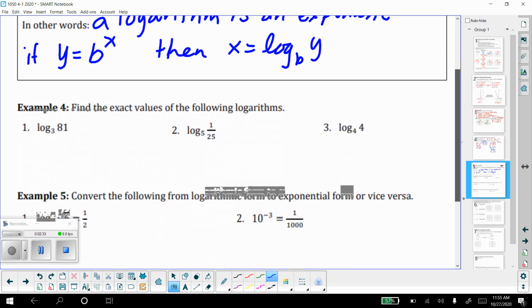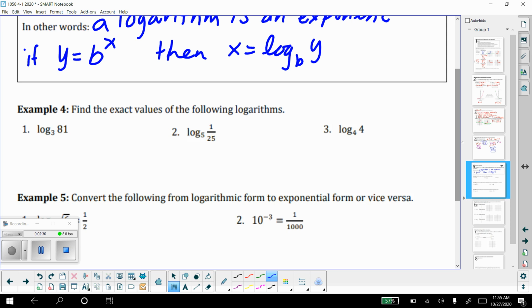Finding the values of logarithms. So remember, since a logarithm is an exponent, when we're evaluating a logarithm, what we want to do is ask ourselves, what is the exponent that would make the base of the logarithm equal the number? So 3 to what power is 81? That's what I'm going to ask myself here. You can use a variable for that if you want to.